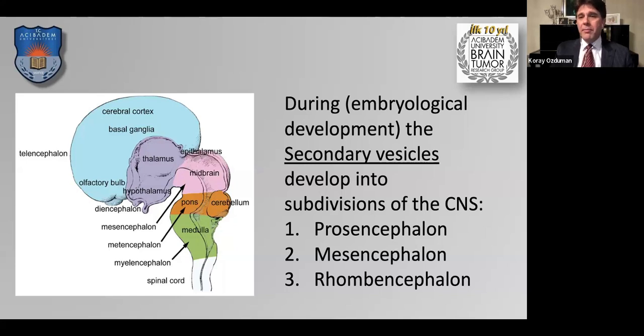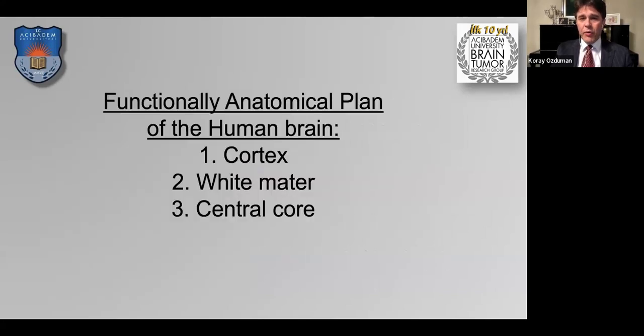But in general, these terms usually do not tell you much about the function of the central nervous system. Therefore, I think it's a better idea to divide it into three portions. These are functional computational portions. The first, and probably the most important, what makes us human, is the cerebral cortex. The second, a very important part lying underneath the cortex, is the white matter connections of the brain. And then at the very center, we have the central core.